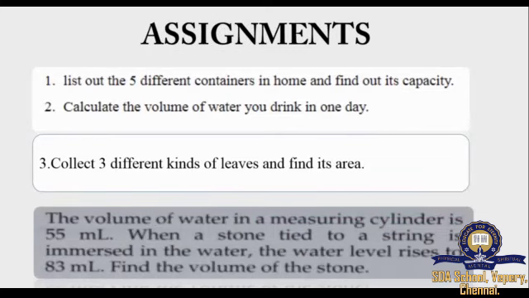Assignment for these topics are: First, list out 5 different containers in your home and find out their capacity. Second, calculate the volume of water you drink in one day. Third question is: collect 3 different kinds of leaves and find their area. Fourth question is: the volume of water in a measuring cylinder is 55 milliliter. When a stone tied to a string is immersed in the water, the level rises to 83 milliliter. Find the volume of the stone.